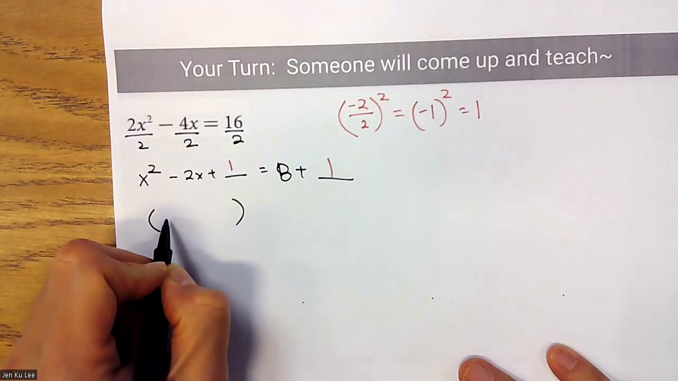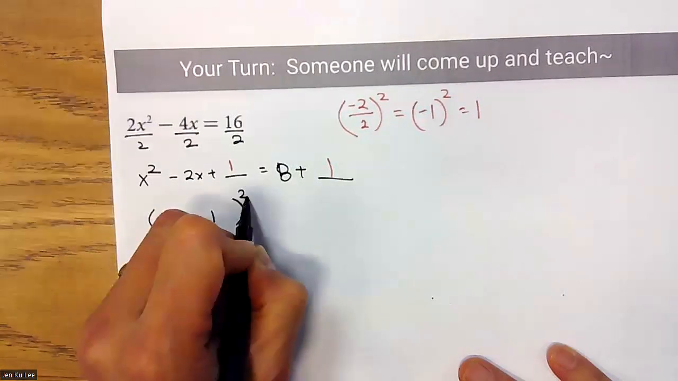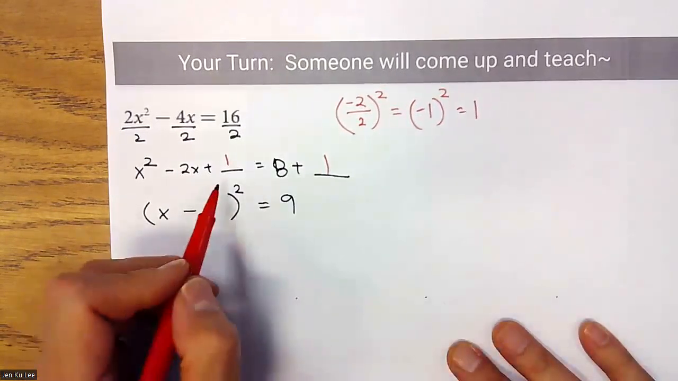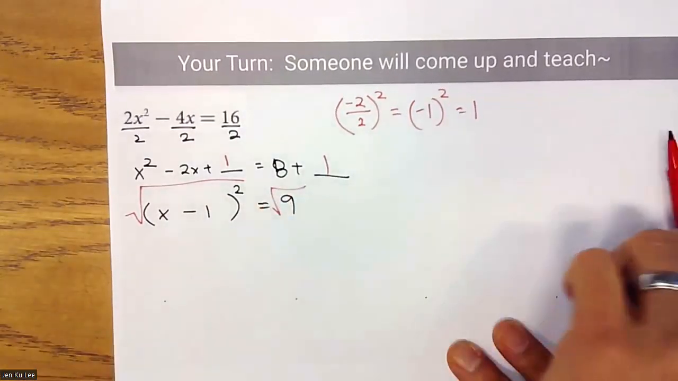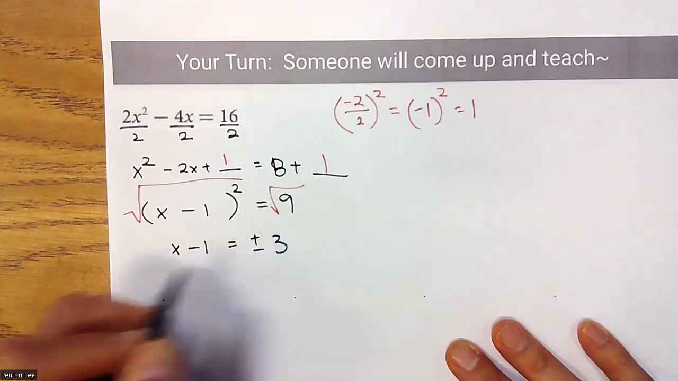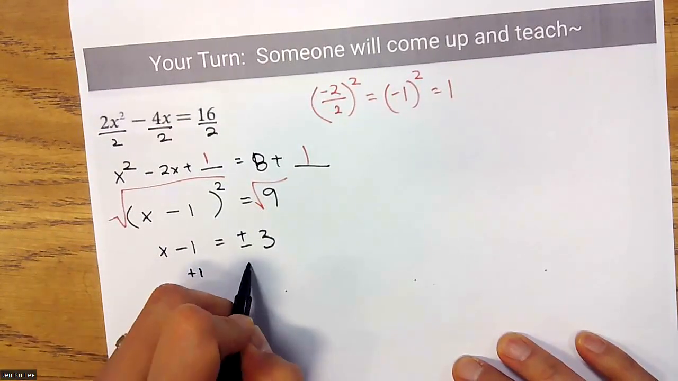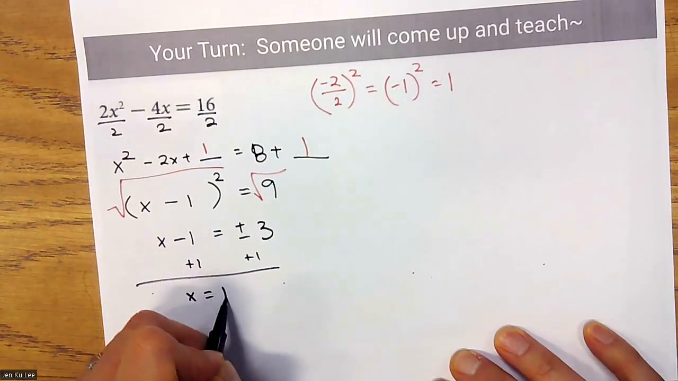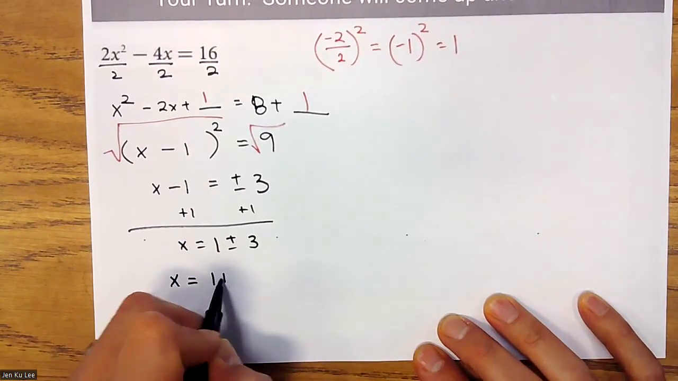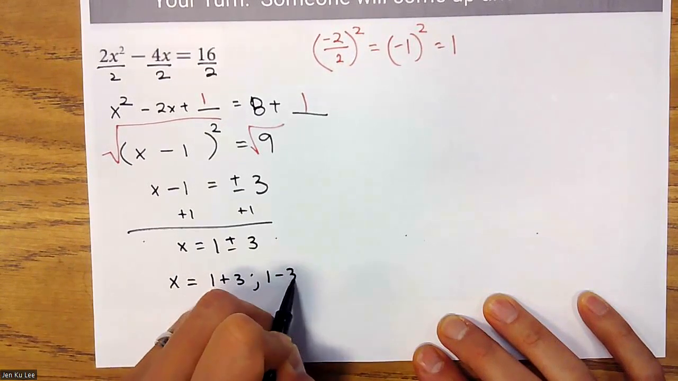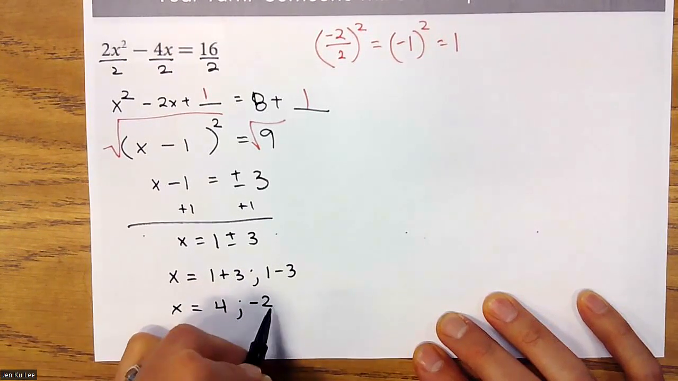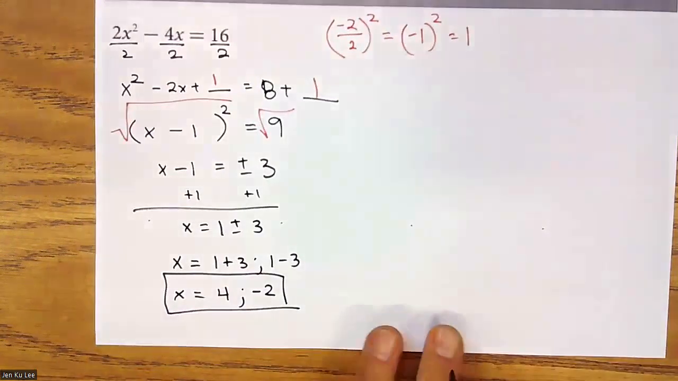So this side here, my left-hand side is x minus 1 quantity squared equals 9. Square root it, square root it. X minus 1 equals plus or minus 3. Add 1 to both sides. X equals 1 plus or minus 3. So I have two answers, 1 plus 3 and 1 minus 3. 1 plus 3 is 4. 1 minus 3 is -2. Cool?